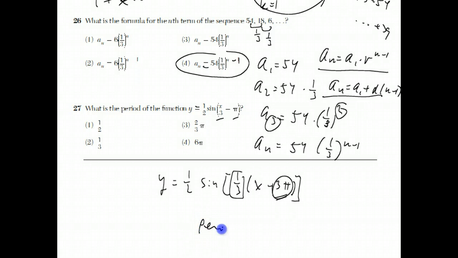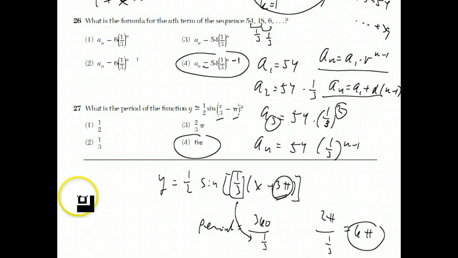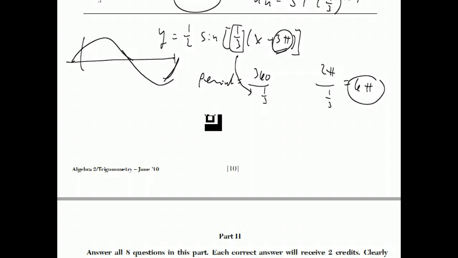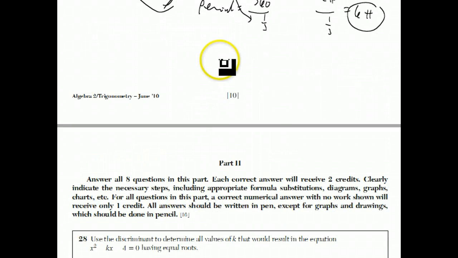And the formula is that period is 360 over this coefficient. Or if it's in radians, it's 2 pi over that, which becomes 6 pi, which is the answer for this question. This means if we graph this thing, it would be a really wide sine curve because the period got bigger. Well, that takes care of part 1. As you can see, this is not a very easy test. It's pretty grueling, actually.